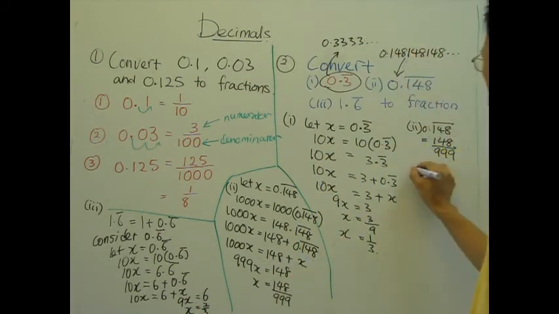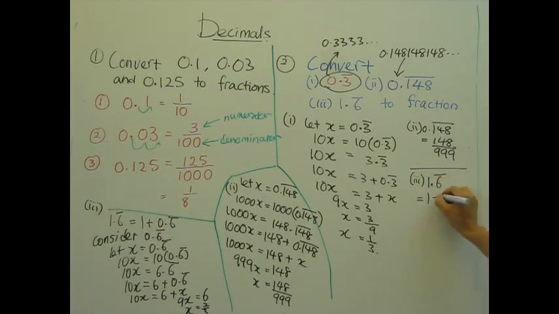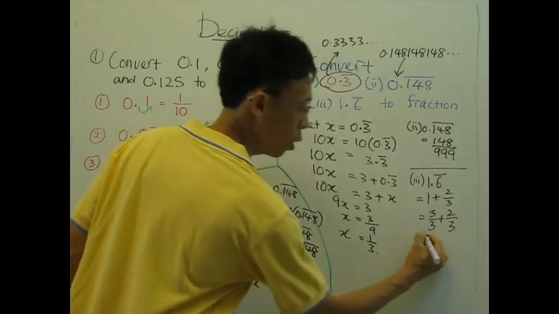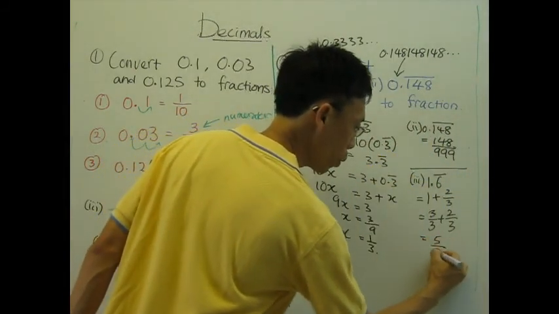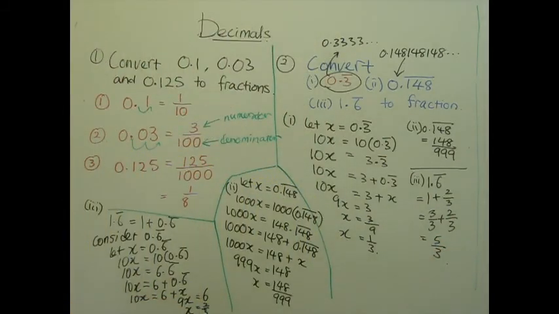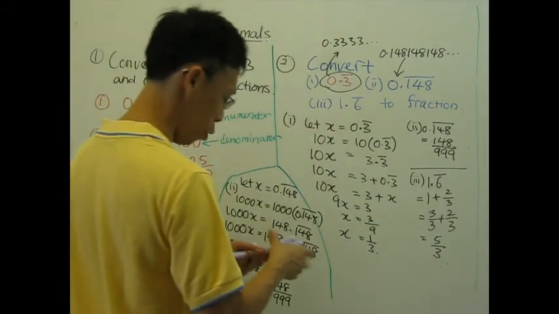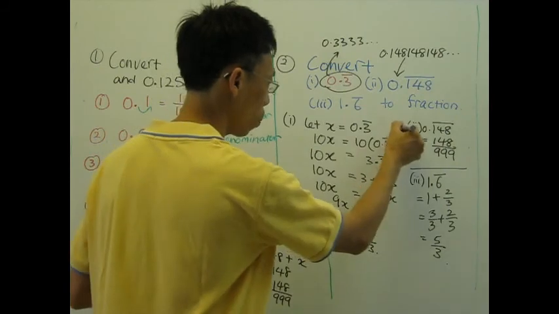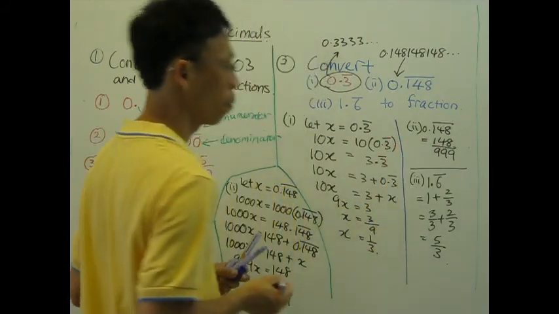So now I know what 1.66666 is going to look like. This is 1 plus 2/3, which is 3 over 3 plus 2 over 3, which is 5 over 3. So there we have it. To make it easier for you to see, I'm going to split this up into this.